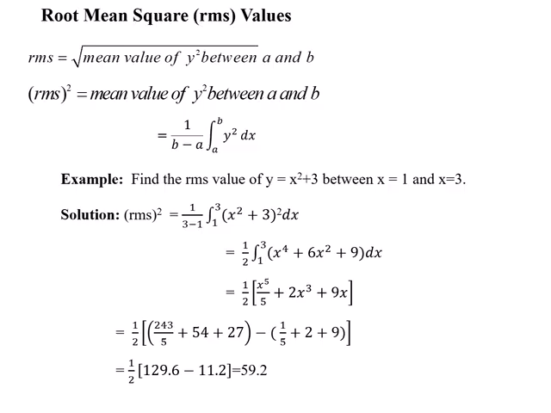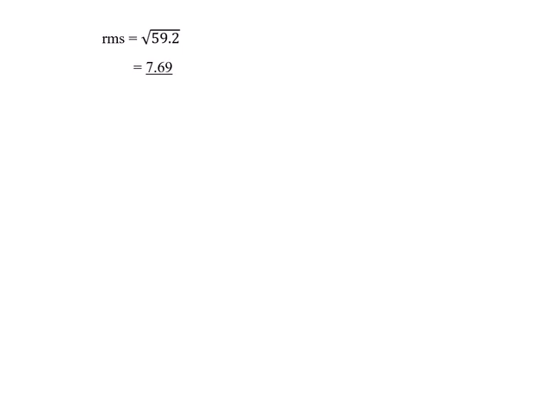We have the answer to be 59.2. Now, since it is root mean square, we take the square root. We have root mean square equal to the square root of 59.2, and the answer is about 7.69.